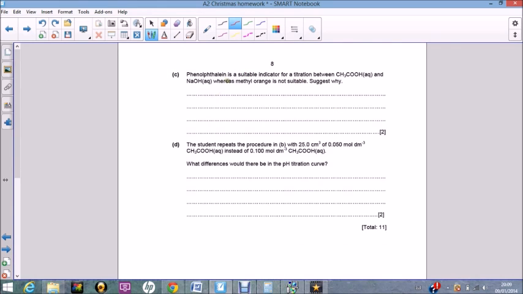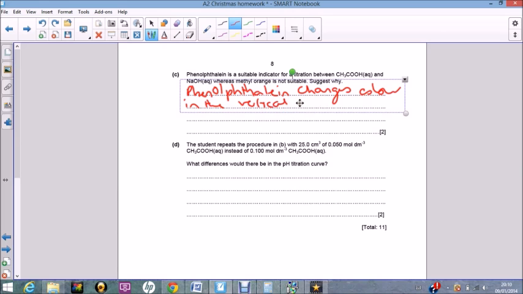Part C is asking about indicators. It says that phenolphthalein is a suitable indicator. If you remember, a suitable indicator must change colour in the vertical section of the graph, so if it's suitable, that must mean this. That will be the first mark. And the second mark, it says methyl orange is not suitable.